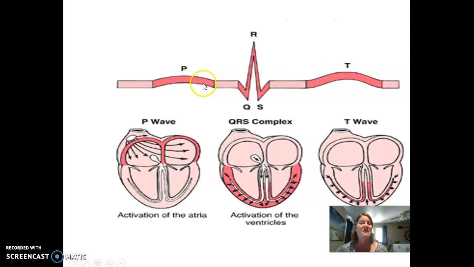Now, the reason we don't see a waveform when the atria recover is that the atria are recovering right about the same time the ventricles are depolarizing. And the ventricles, since they're such a large muscle mass, that's what's going to take priority. That's what we're going to end up seeing.